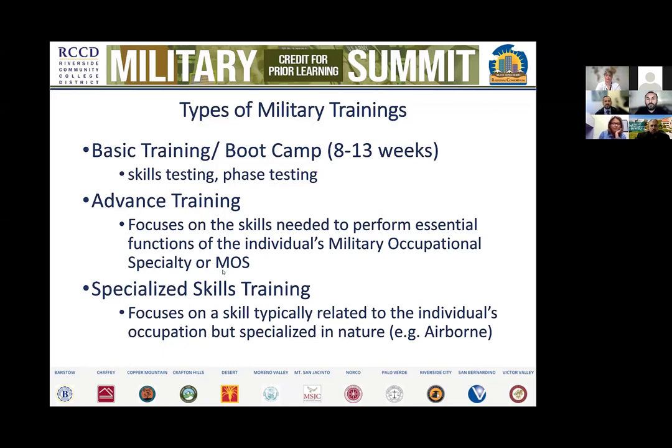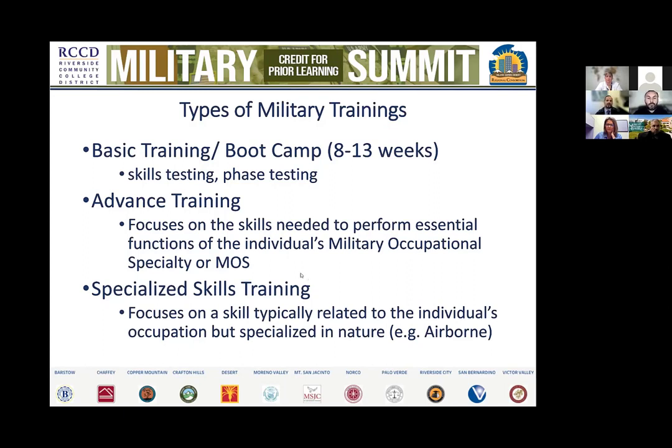Then they go into what's called advanced training, and that's called something different based on the branch. In the Army, they call it AIT, or Advanced Individualized Training. In the Marine Corps, they call it MOS school, or Military Occupational Specialty Training. This training modality focuses on the skills the individual needs to learn in order to be successful in the job they're going to do in the military. It's specialized training, with more focus on specific skills related to their job.